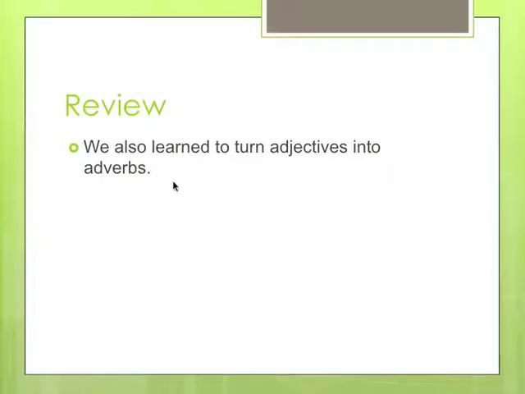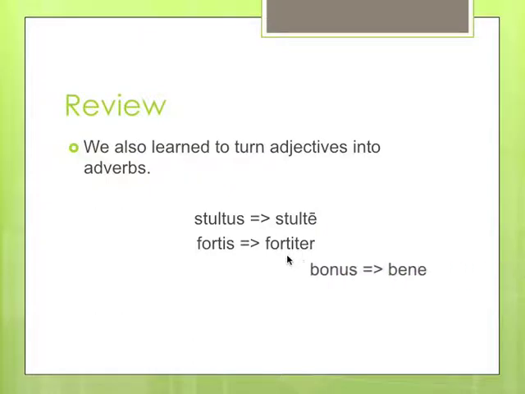We also learned to turn adjectives into adverbs. For instance, we learned to take the adjective stultus and turn it to stulte, from foolish to foolishly, or stupid to stupidly. Or fortis, which means brave, to fortiter, which means bravely, an adverb. Or the adjective bonus into bene. Bonus means good, bene means well.